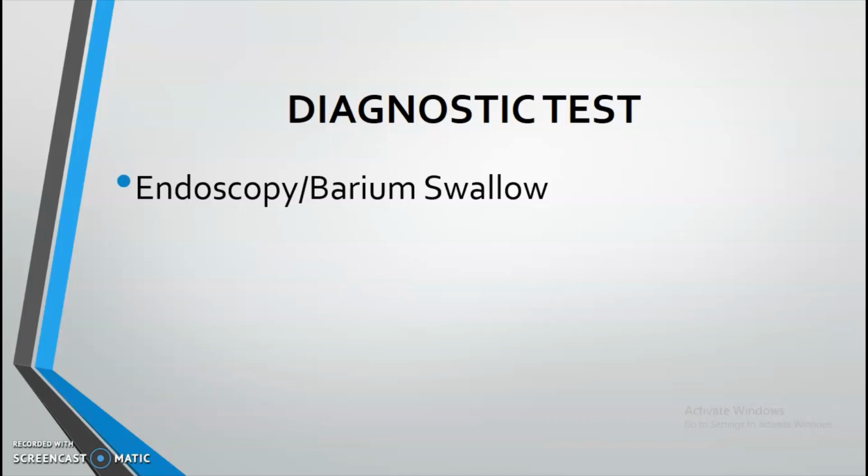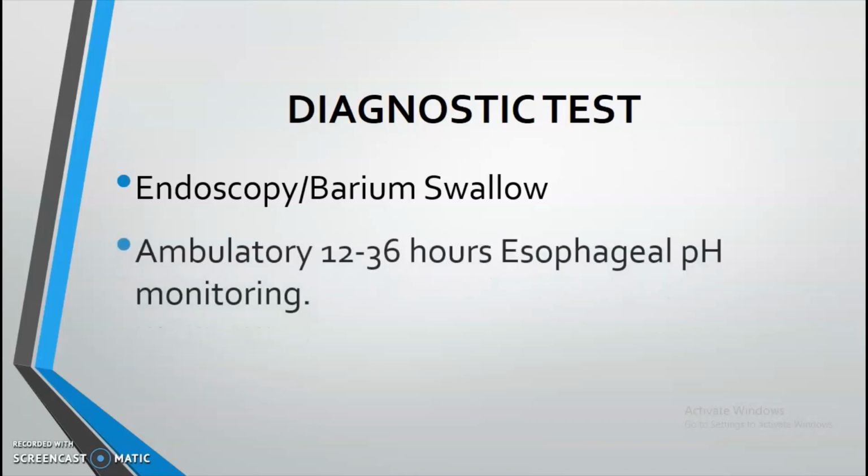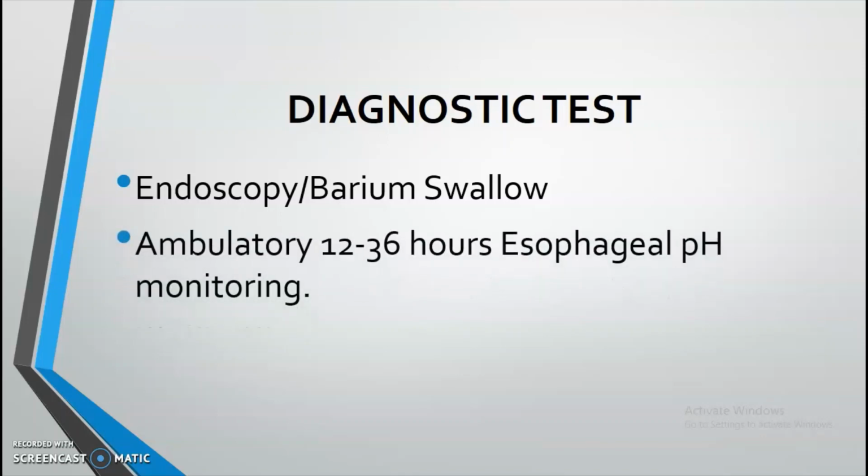Patient may undergo an endoscopy or endoscopy with barium swallow. Aside from that, the patient may also undergo ambulatory 12 to 36 hours esophageal pH monitoring. So this basically monitors the pH level of the esophageal area in relation to the reflux that is happening. So titignan nila kung gaano kataas yung acidity na meron sa esophagus ng pasyente. And this is attached with a catheter.